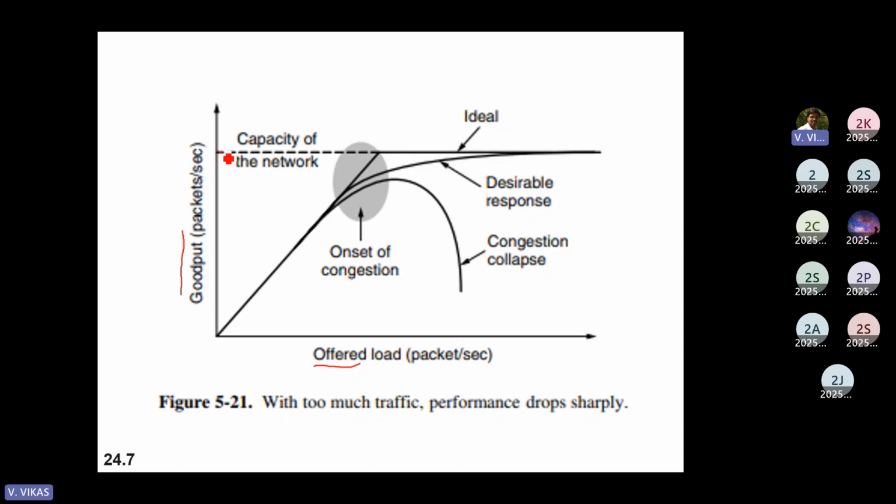Okay, so this is the capacity we are saying, capacity of the network. What happens here is, let us say you are trying to increase your offered load. Basically what we expect is, after I reach the capacity of the network, let us say the capacity of the network is 100 packets per second, whenever we are trying to send 100 packets per second, we expect the throughput also to be 100 packets per second.